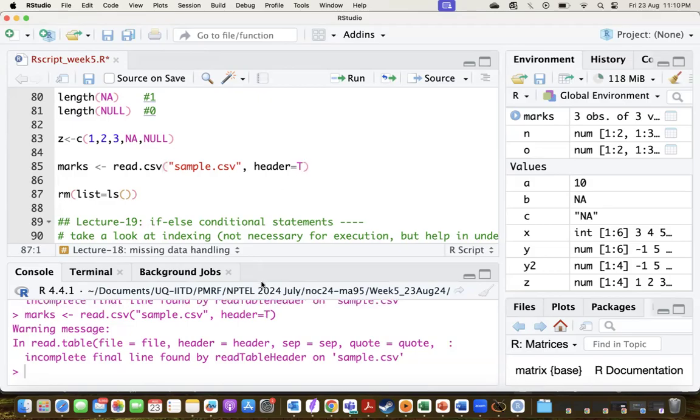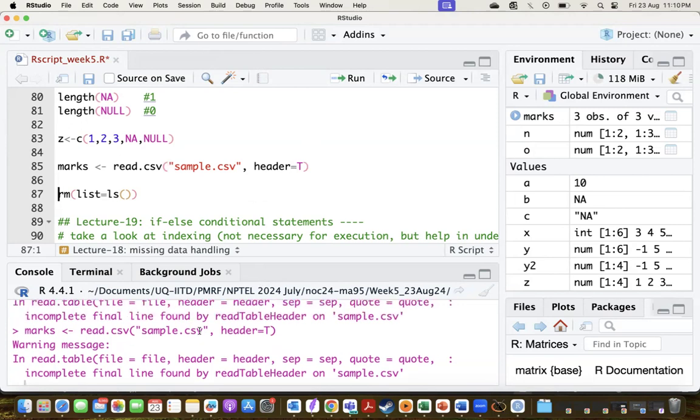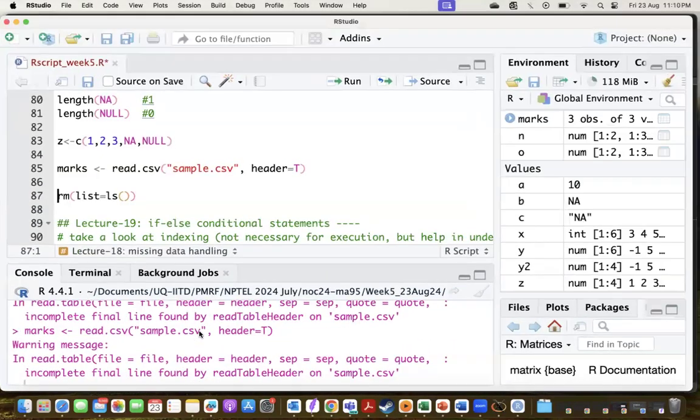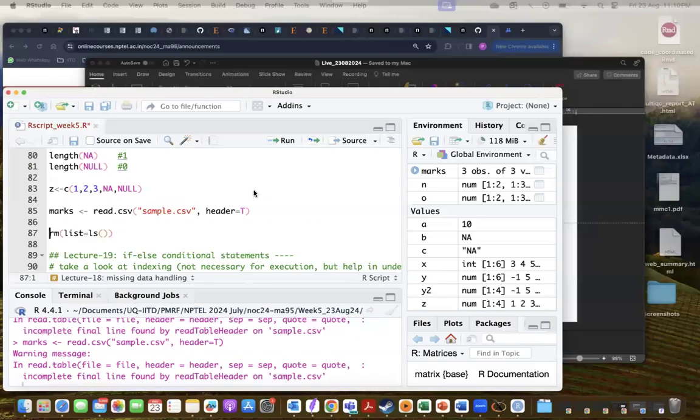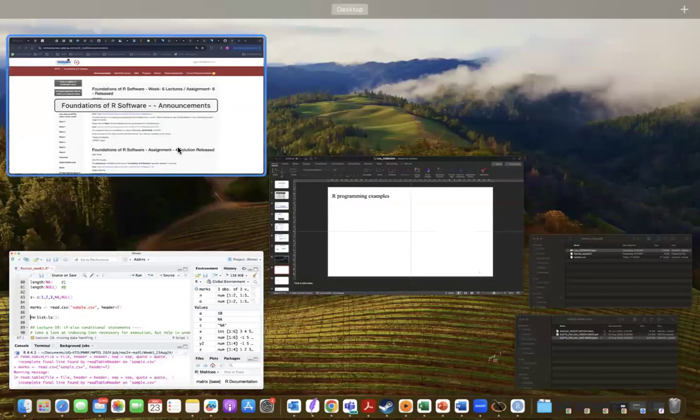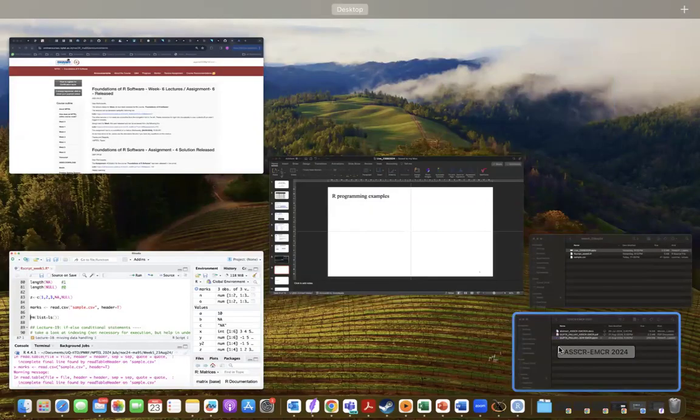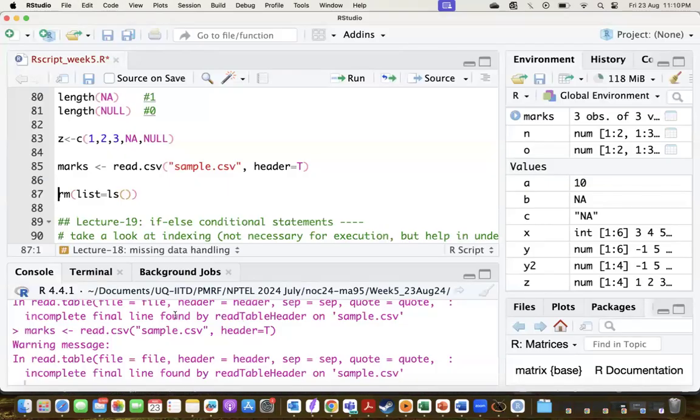Incomplete. Okay, so it was not able to find that line because it was missing. What do we do? It should have read.